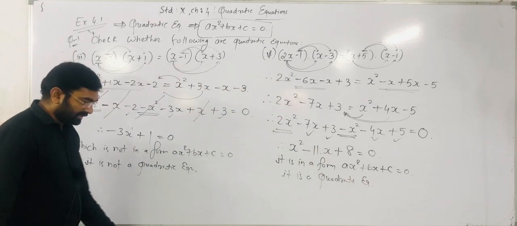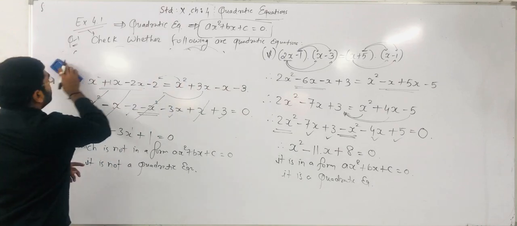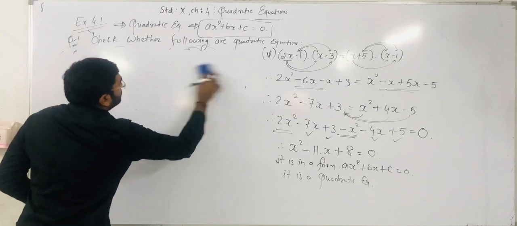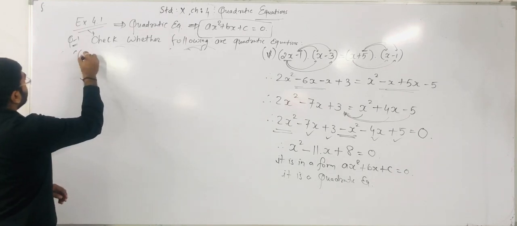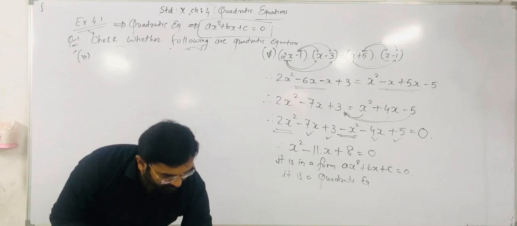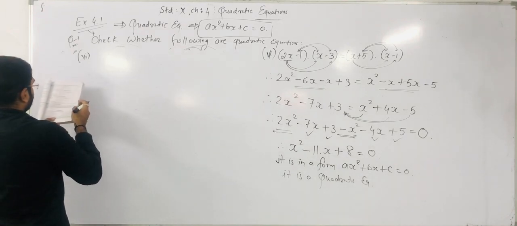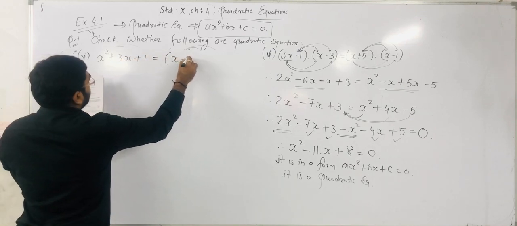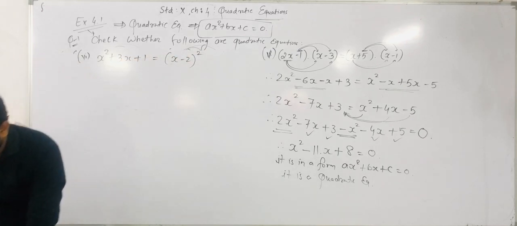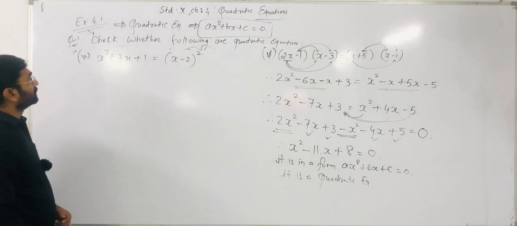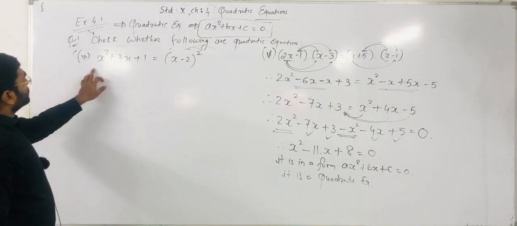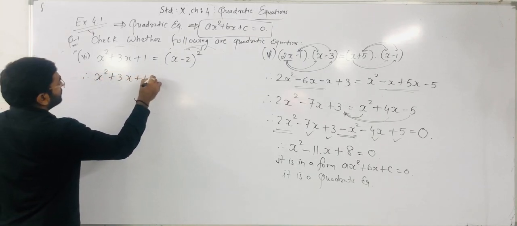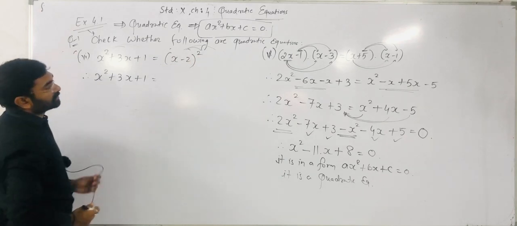Right? So that way you have to decide. Now we have to solve question number 6, in which they give x square plus 3x plus 1 is equal to (x minus 2) all square. Here on the left hand side x square plus 3x plus 1 is given, and on the right hand side (x minus 2) all square.